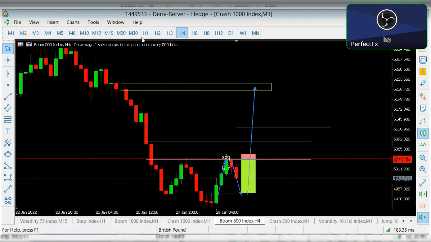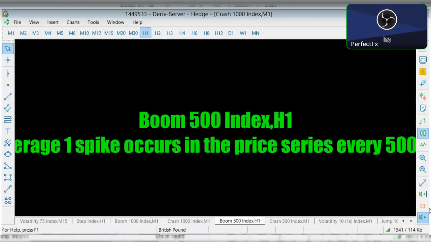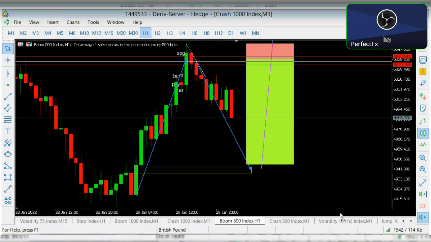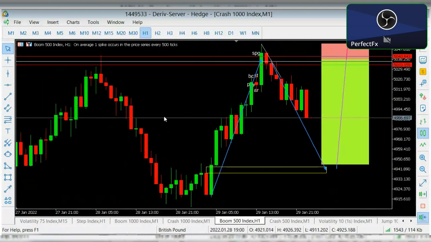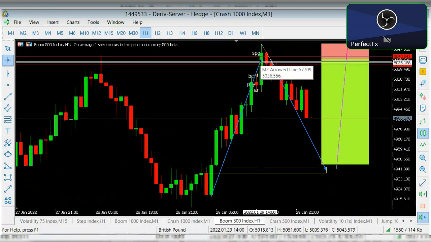So guys, quickly let me show you how we were able to open some trades during the week and how profitable they have been. This trade was sent to the VIP group on the 29th of January 2022, and today is the 30th. As you can see, we entered at this point.